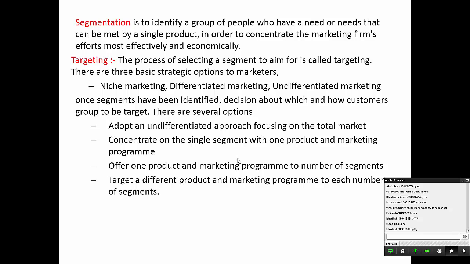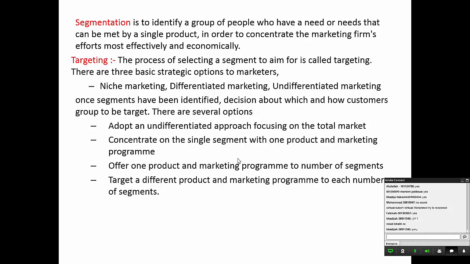Segmentation is to identify a group of people who have a need or needs that can be met by a single product, in order to concentrate the marketing firm's effort most effectively and economically. And targeting means the process of selecting a segment, trying to choose a segment for you to be your target, your segment, your market.